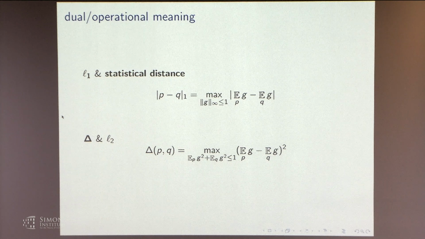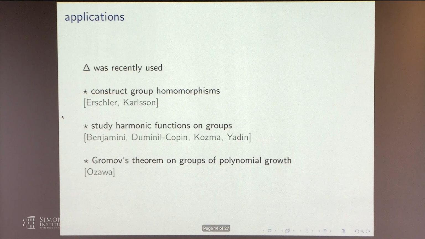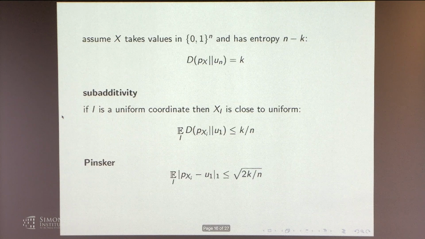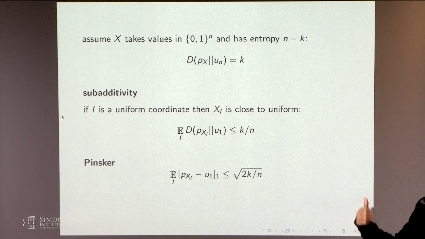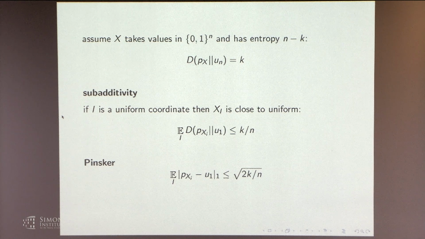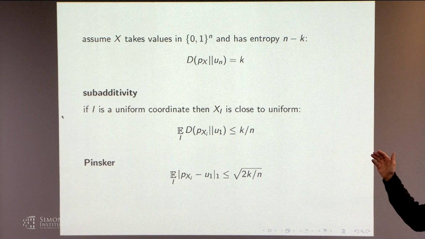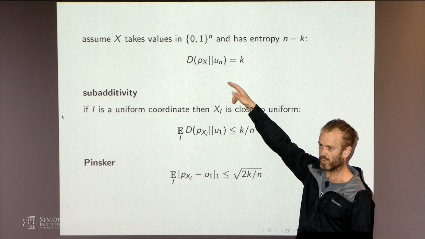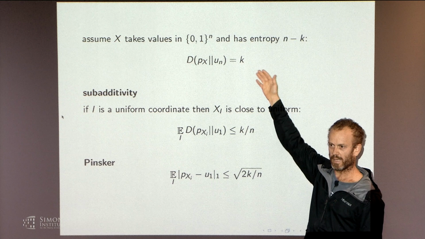And now I just want to show you the example. It was used in several works, unexpectedly, I would say, in group theory. So here is the example that drives all of these information theory proofs. There is some random variable on the cube with very, very high entropy. And the way we write it in this language, the distance of the distribution of X from uniform is K, the KL divergence.